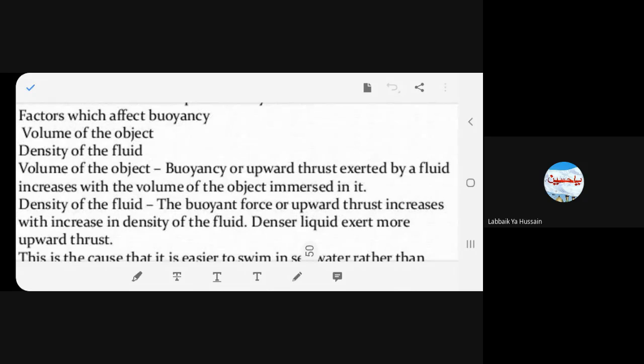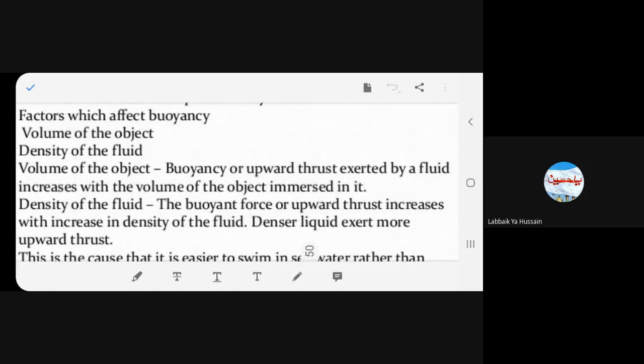So what do we observe? That buoyancy is affected by the volume and the density. It is directly proportional. More the volume, more will be the buoyancy or the upward thrust. So whenever any object is in the fluid, the volume of the object has direct proportionality with the upward thrust. More the volume, more will be the upward thrust. Same way with the density of the fluid.